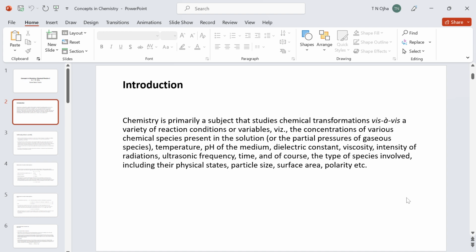Introduction first. Chemistry is primarily a subject that studies chemical transformations with a variety of reaction conditions or variables, like the concentration of various chemical species present in the solution or the partial pressures of gaseous species, temperature, pH of the medium, dielectric constant, viscosity, intensity of radiation for photochemical or radiation-induced reactions, ultrasonic frequencies, time period, and of course, the type of species involved, including their physical state, particle size, surface area, polarity, etc. We will discuss in a systematic manner.